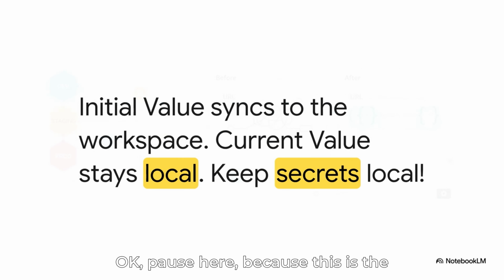Okay, pause here, because this is the absolutely critical security step you need to remember. When you add those variables, you're going to see 2 columns, initial value and current value. The most important thing to understand is that while the initial value syncs across your team's shared workspace, the current value stays securely local on your machine. It does not sync to the Postman cloud. You absolutely must keep your secrets local. Put your sensitive API keys, temporary user tokens, and passwords only in that current value column. This ensures you aren't accidentally leaking production credentials to everyone who has access to the workspace.